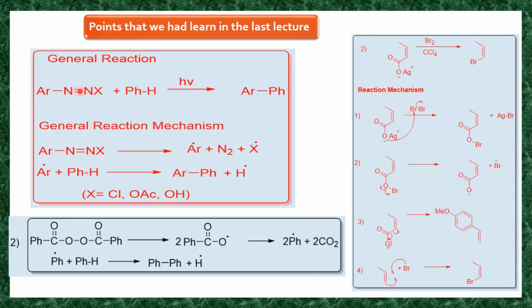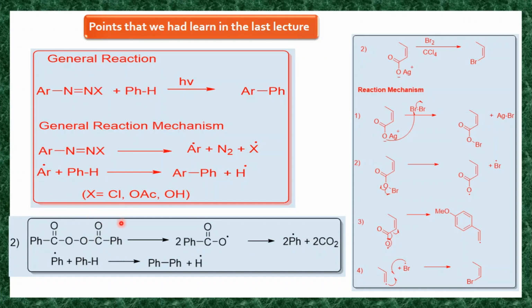So he first reported that the thermal decomposition of diazonium salt in aromatic solvent results in the arylation of aromatic rings. So when this diazonium salt is treated with aromatic solvent, you will get the arylation of the ring, and this is the general reaction mechanism. This diazonium salt undergoes homolysis. It generates Ar radical, N2 molecule and X radical. Then in the next step, this Ar radical reacts with your aromatic solvent. You will get the arylation of the ring, and this X is nothing but chloride, acetate or hydroxy group.